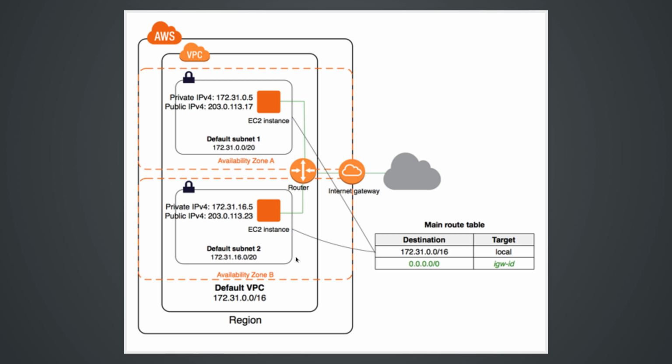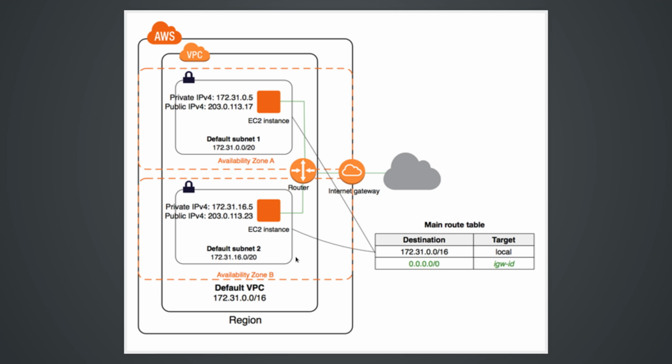The main VPC CIDR block is 172.31/16, and the subnets are /20 subnets. So the first one is 172.31.0.0/20, and the default subnet 2 is 172.31.16.0/20.